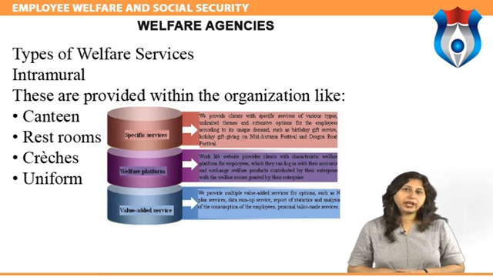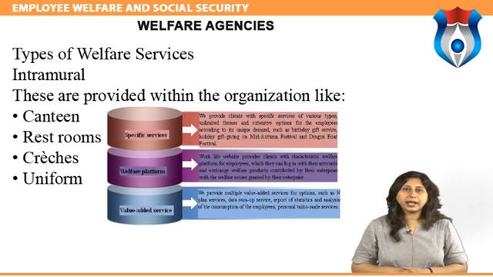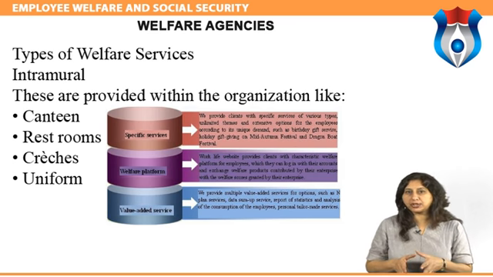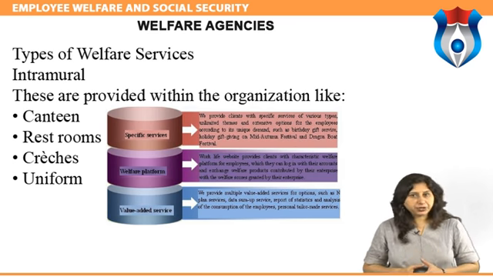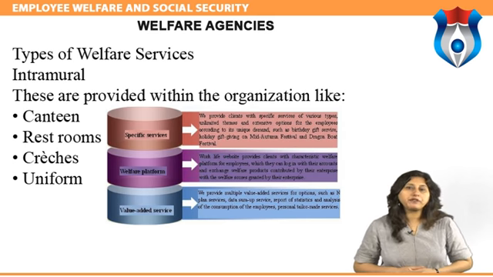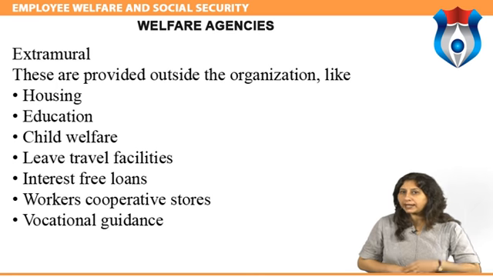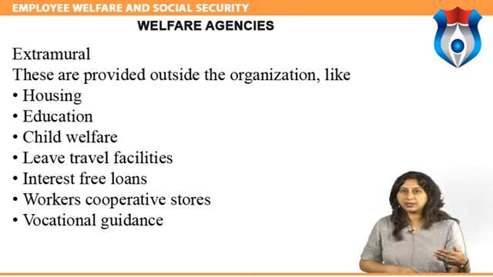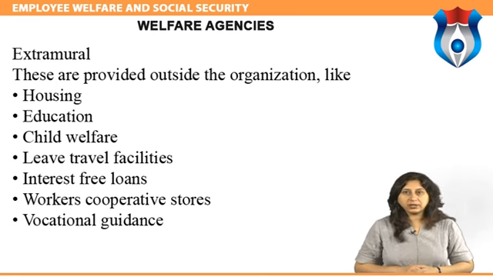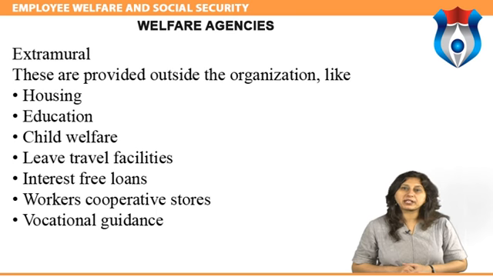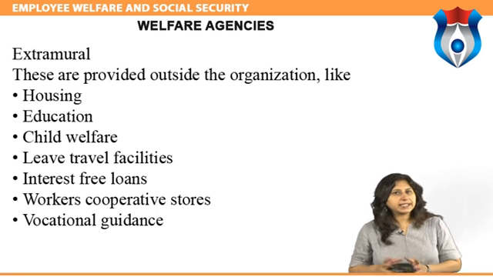The types of welfare services are: intramural. These are provided within the organization like canteen, restrooms, creches, uniform, etc. Extramural. These are provided outside the organization like housing, education, child welfare, leave travel facilities, interest-free loans, workers' cooperative stores, vocational guidance, etc.